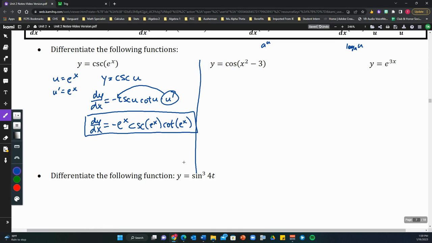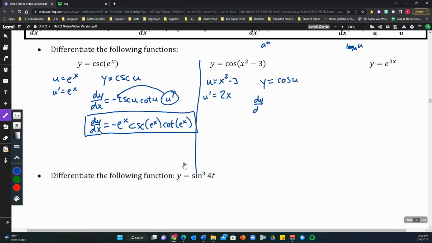Okay, next one. y equals cosine of x squared minus 3. So my u, my inside, again, these trig and exponential functions and logarithms, they have these natural interiors or natural arguments. So it makes it a good bit easier to identify that u. So we're kind of just looking for what's inside of that argument location. So in this case, it would be x squared minus 3 for my u. So then u prime, its derivative would be 2x. So when I rewrite the original, this is just cosine of u.